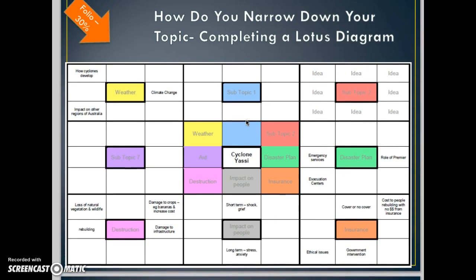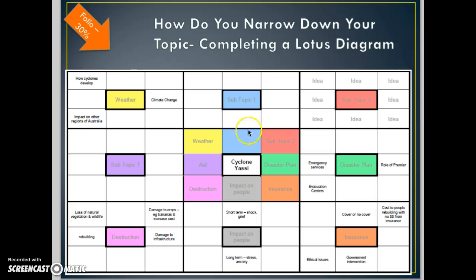So here's what I would do. And we're going to do this once you've listened to the video. When we're in class next week, we're actually going to do the Lotus diagram in class. So you're going to have 10 minutes to go away and complete your Lotus diagram. You're welcome to start it now if you like, but we are going to do it in class. So your topic goes in the middle. So we have a good example here.